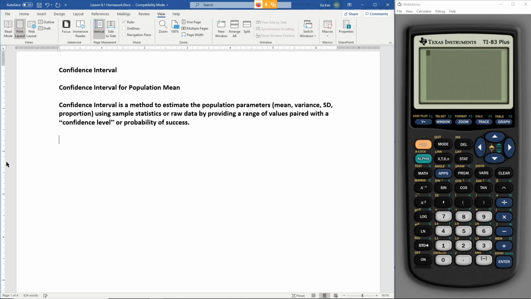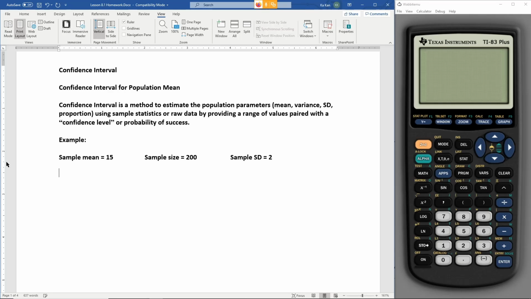So basically, if you have sample data, whatever data you have, let's say I give you an example. Let's say the sample mean is 15, and the sample size is 200. And I also tell you that the sample standard deviation is 2. Let's just make it easy.